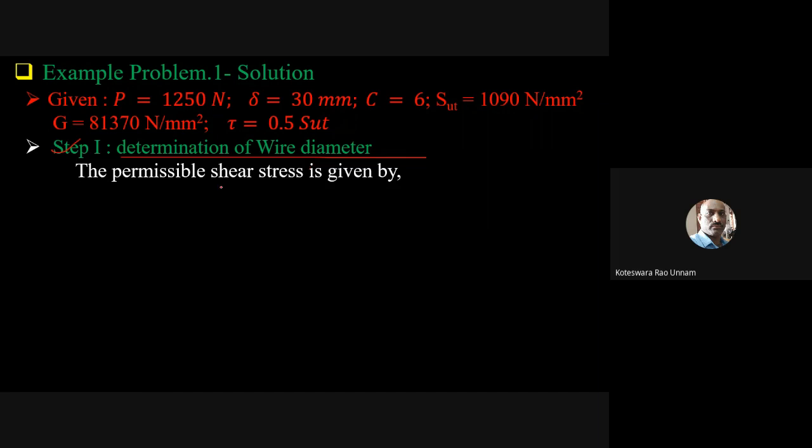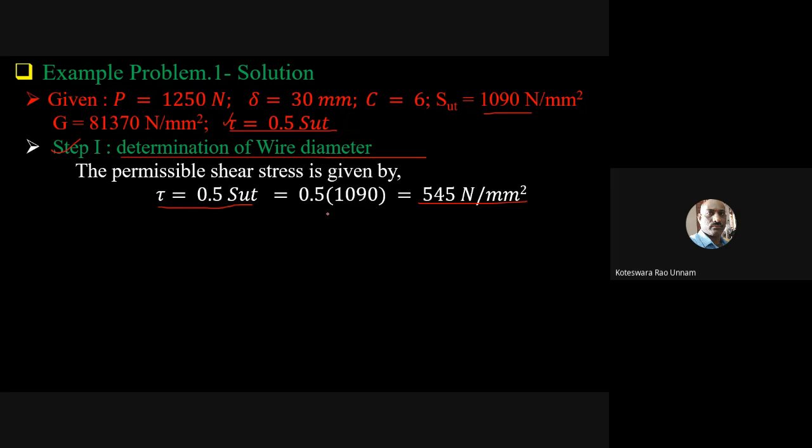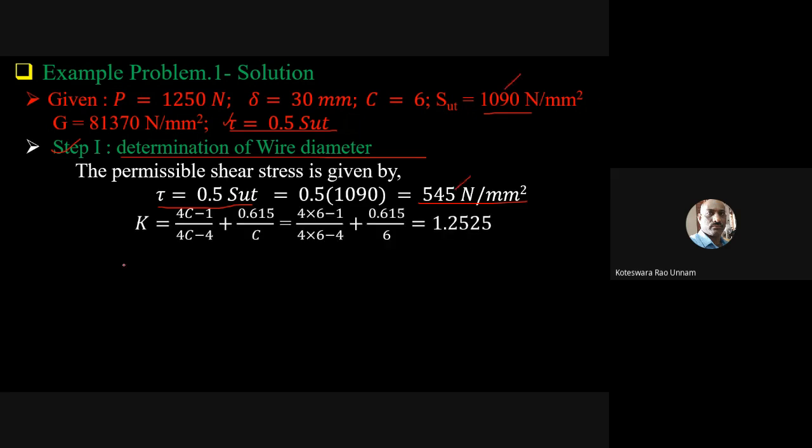For that, the permissible shear stress is already given, tau is equal to 0.5 SUT. So I substitute that SUT value in this so that I get the permissible shear stress, which comes out as 545 Newton per mm square. SUT is given as 1090, half of 1090 is nothing but 545.